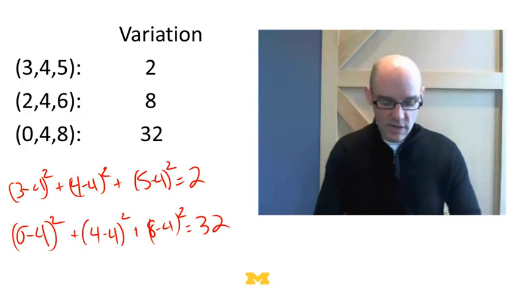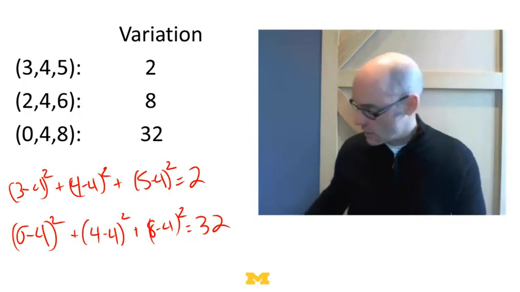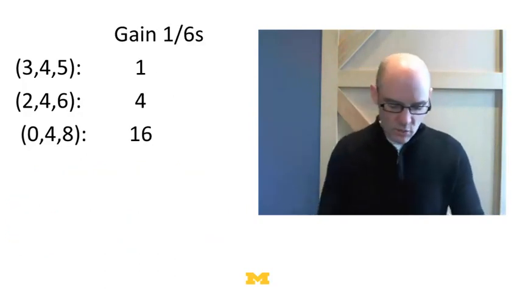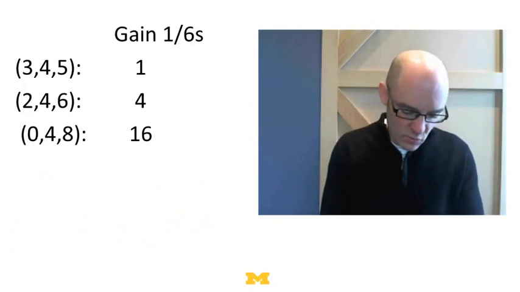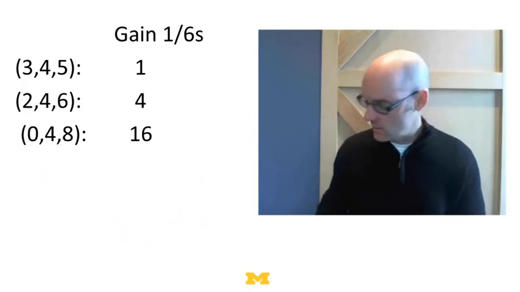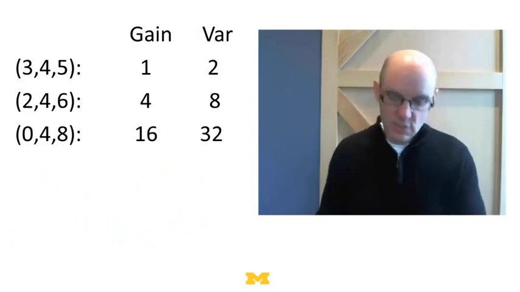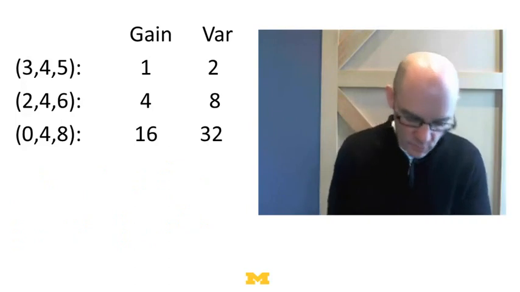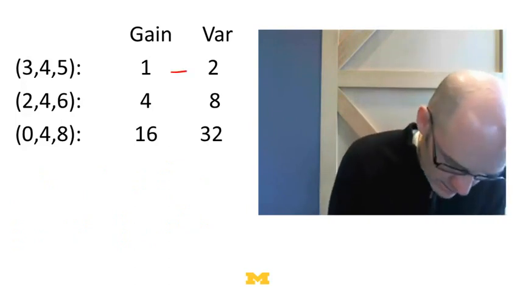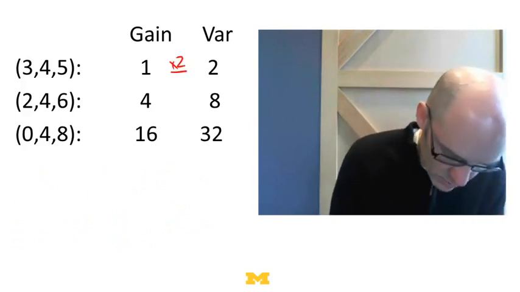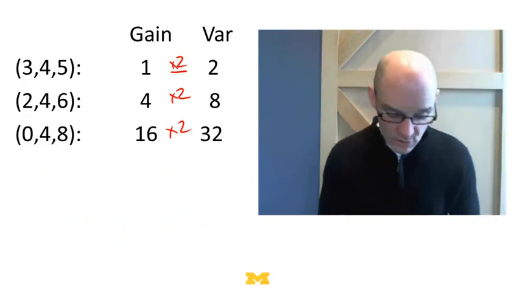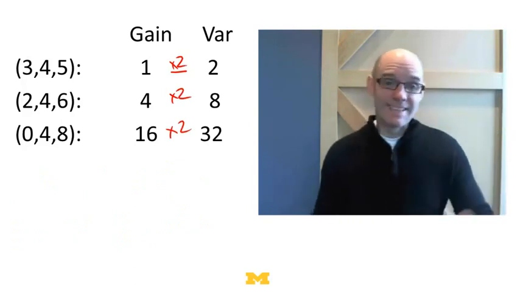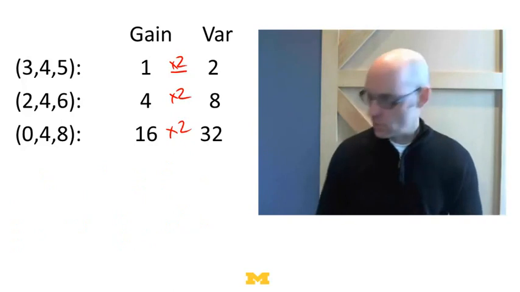So this gives us the variation within each population. So what we had before was the gain. And if we put this in terms of 6, the gains are 1/6, 4/6, and 16/6. And if we look at the variation, it's 2, 8, and 32. Well, notice, look, this just is 1 goes to 2. This is just times 2. This is just times 2. And this is just times 2. So the gain was exactly half the variation in each case.